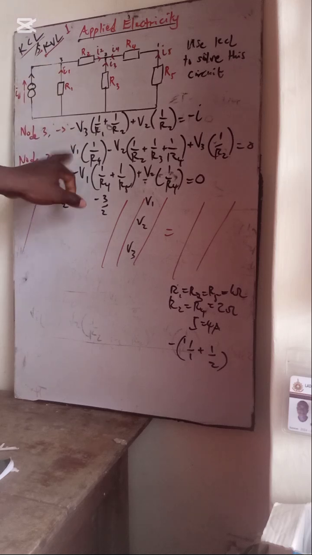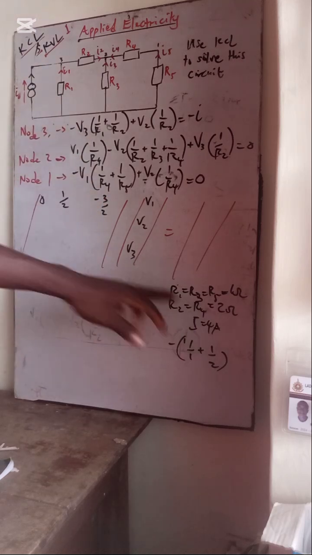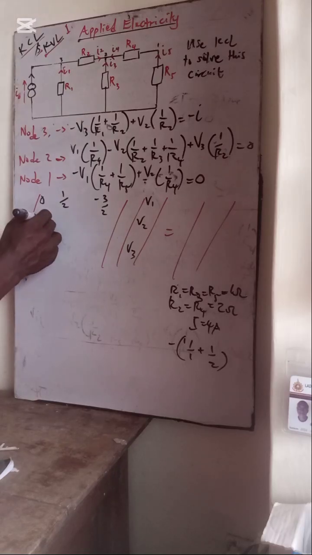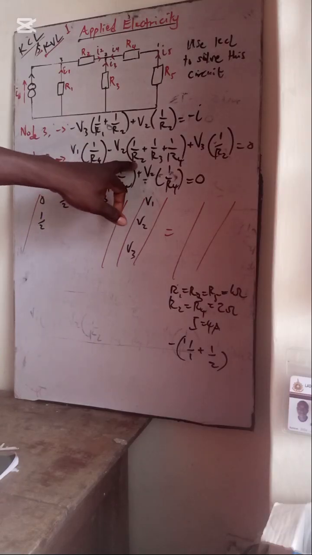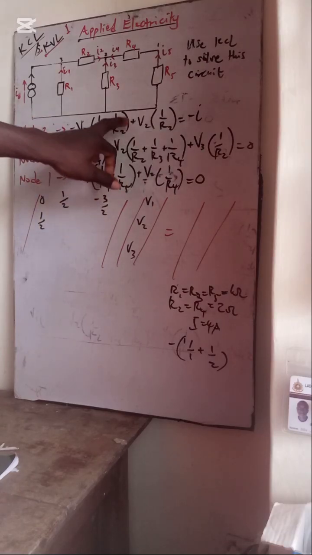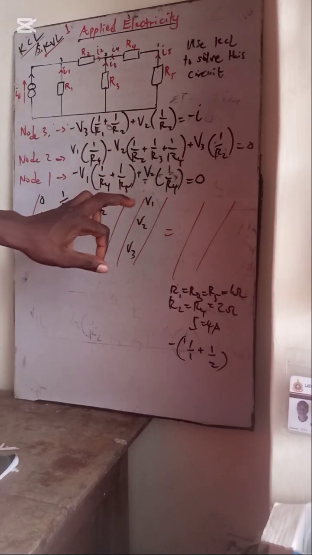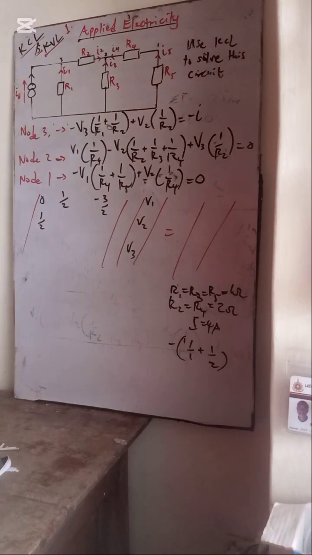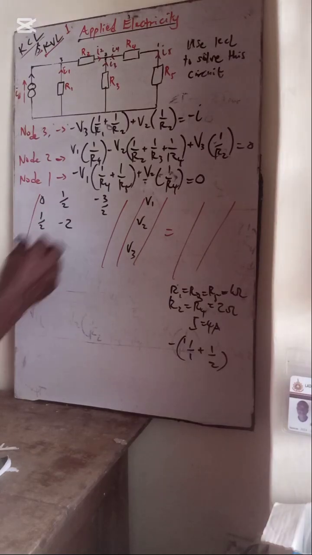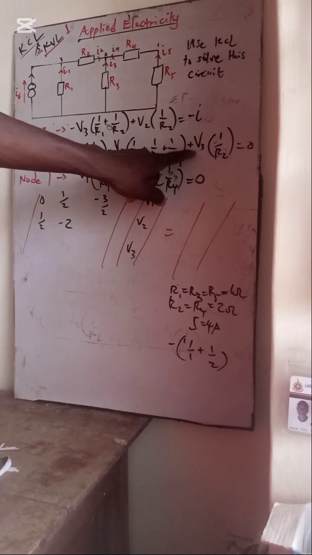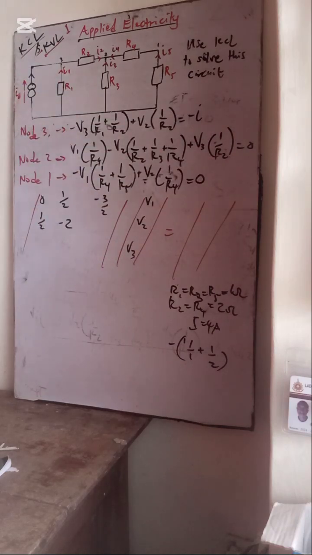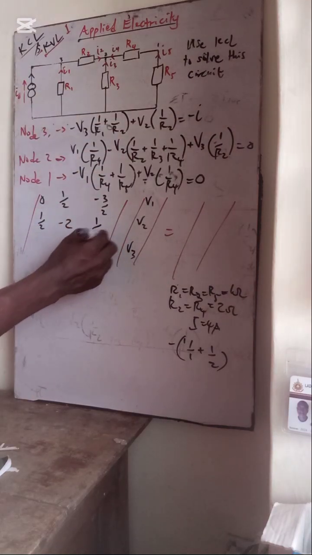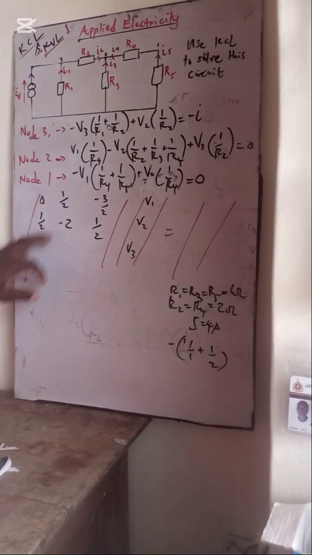You come to node 2. The V1 here is 1 over what? 1 over 2 because R4 is 2. You have 1 over 2 here. Then minus into brackets, we have 1 over R2 plus 1 over R3 plus 1 over R4 here. So that will be 1 over 2 plus 1 over 1 plus 1 over 2. What will that give us? So it's minus 2. We have minus 2 here. For V3, it is 1 over 2. So we are through with node 2.